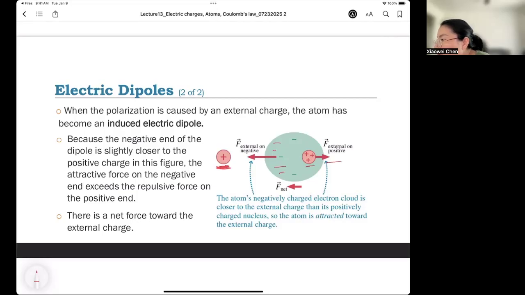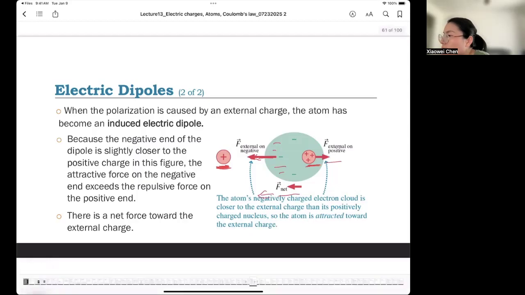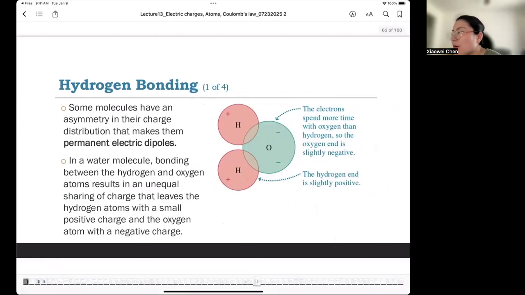The external force on the negative end is bigger than on the positive end, because the positive end is a little further away. So the net force will be toward the external charge. Does that make sense to you? Okay.